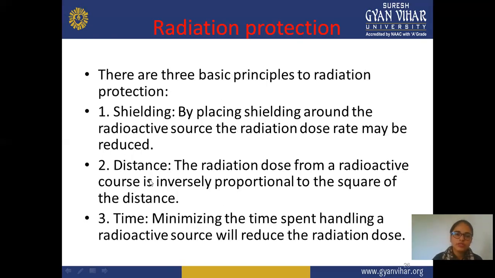Next is radiation protection, and there are three basic principles of radiation protection. First is shielding. By placing shielding around the radioactive source, the radiation dose rate may be reduced. It means you put some shielding or shield to protect against this radioactive dose, so that it is in a protected condition.